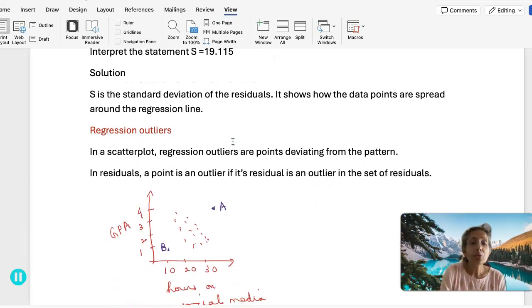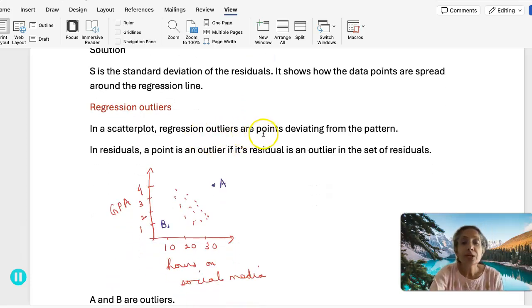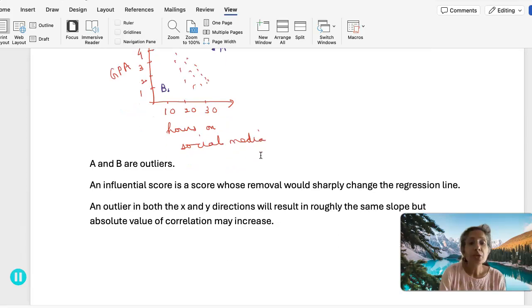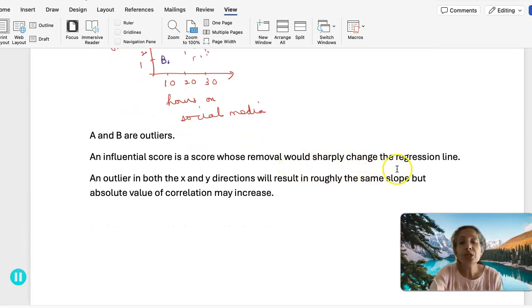Now coming to regression outliers. In a scatter plot, regression outliers are points deviating from the pattern. So there are two regression outliers here. And in residuals, a point is an outlier if its residual is an outlier in the set of residuals. For instance, you can see this graph, hours on social media and GPA. There's a scatter plot. A and B are outliers. An influential score is a score whose removal would sharply change the regression line. And an outlier in both the x and y directions will result in roughly the same slope, but the absolute value of the correlation may increase.